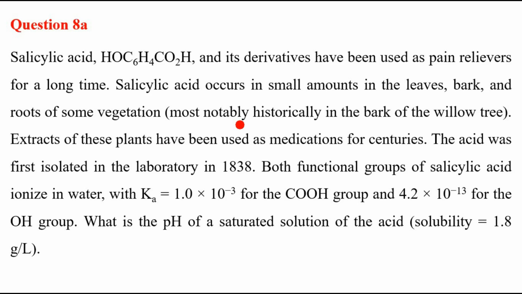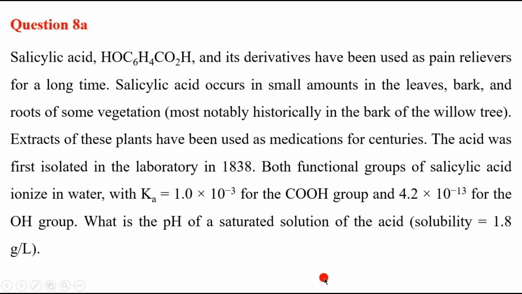They are saying both functional groups of salicylic acid ionize in water with Ka equal to 1 times 10 power negative 3 for the carboxylic acid group, and we also have another group which is hydroxide, which has a Ka equal to 4.2 times 10 power negative 13. That means it is a diprotic acid because it has two functional groups which act as the acid. Like for example, this is one where the carboxylic acid group will dissociate, and also the second H plus from OH will also be dissociated, and for all of them the Ka was given.